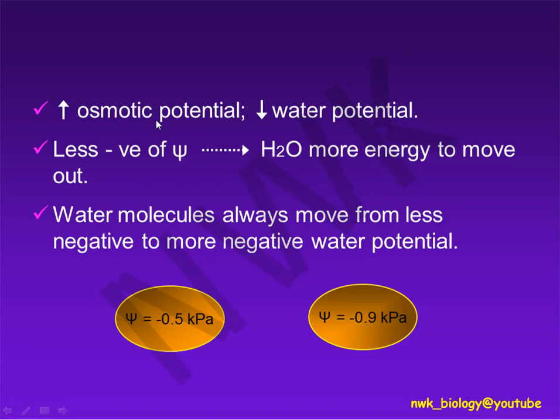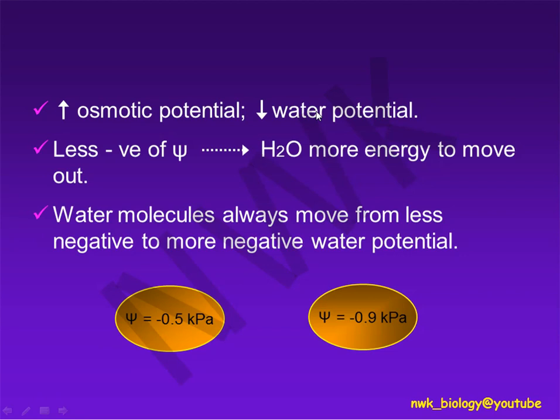So high osmotic concentration means high solute potential, which means in high osmotic concentration you will have a lot of solute particles. When you have a lot of solute particles, then water molecules tend to bind to the solute particles. By this, water molecules cannot move freely, cannot move easily. The kinetic energy decreases, so the water potential decreases.